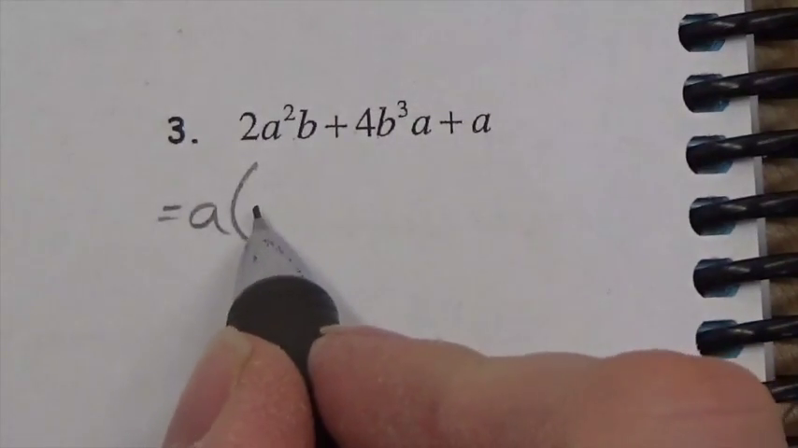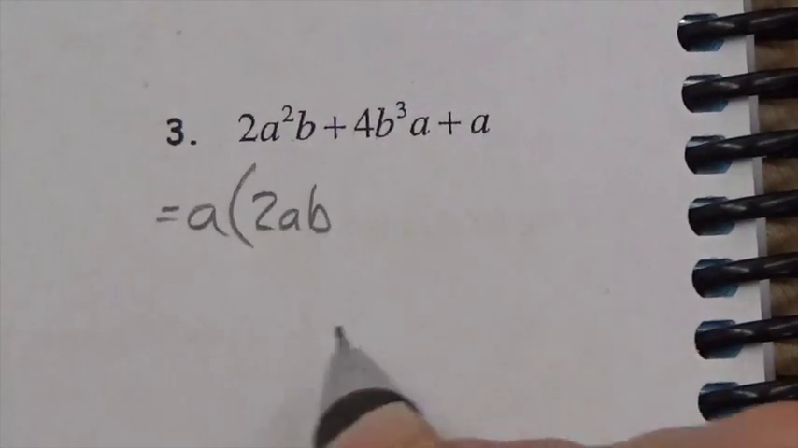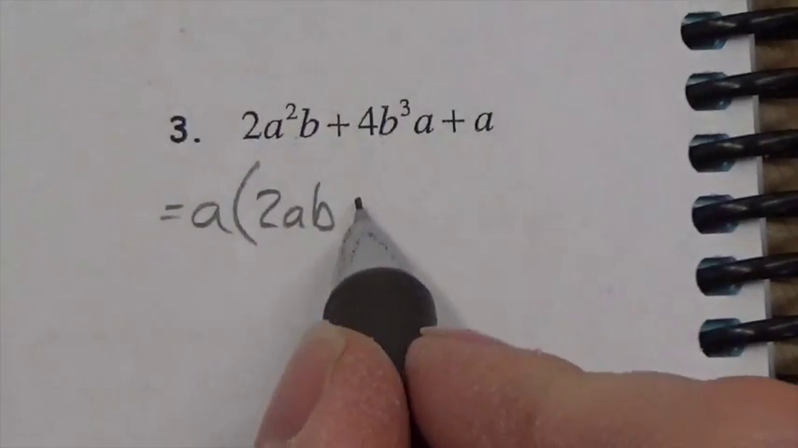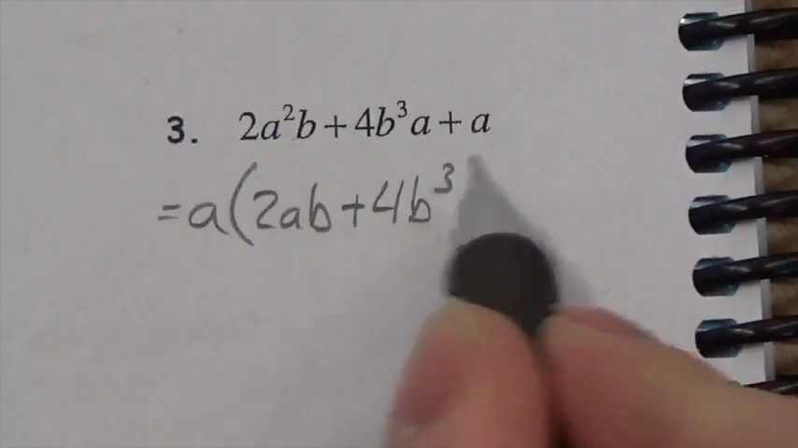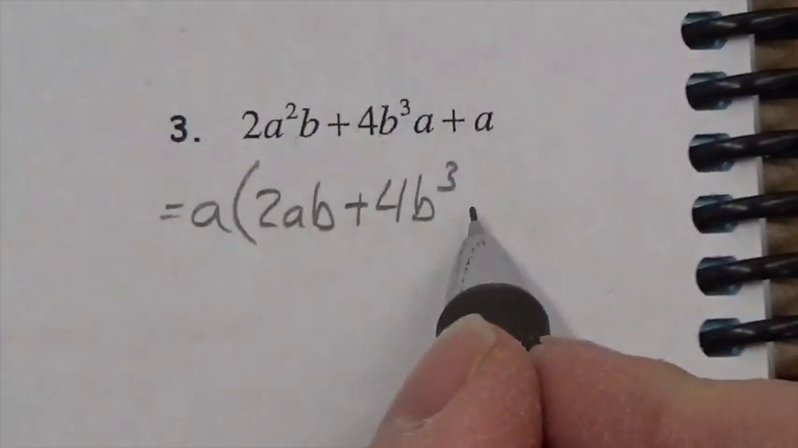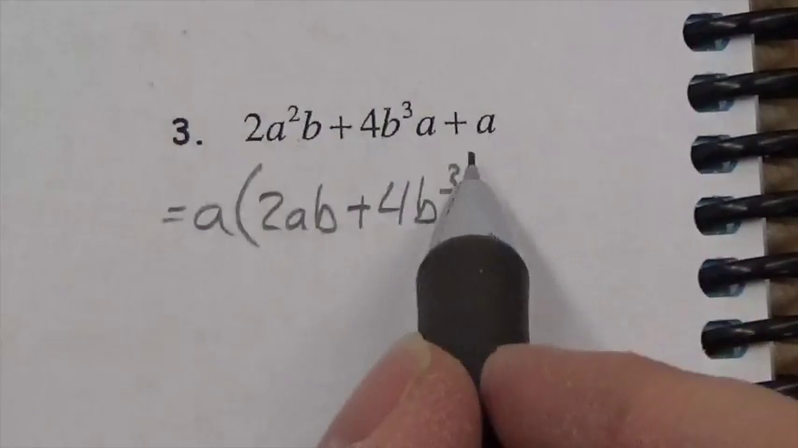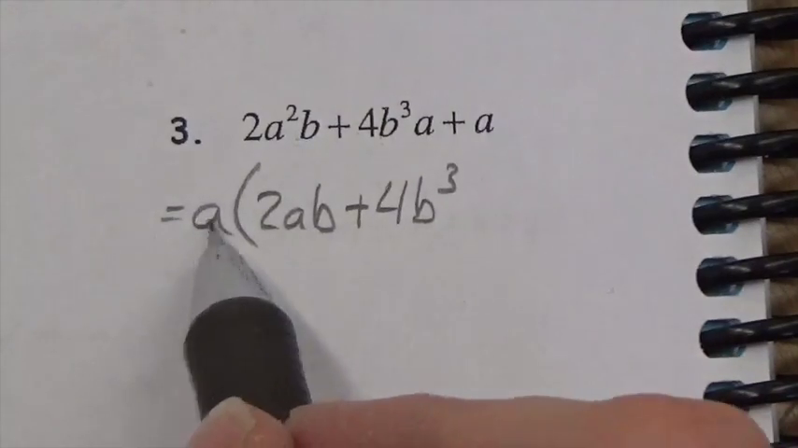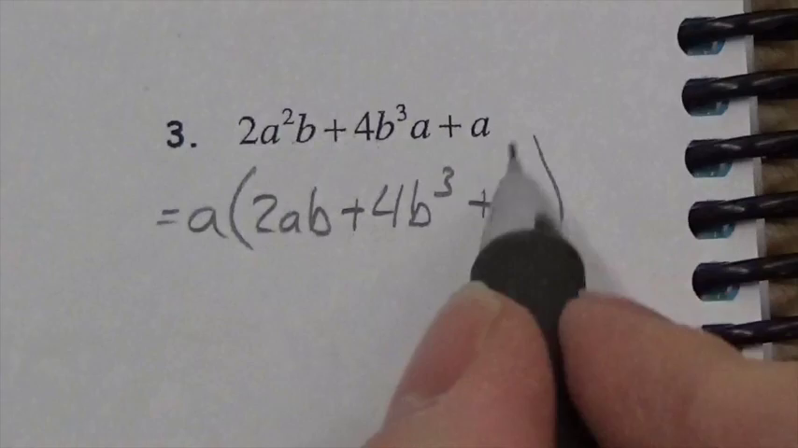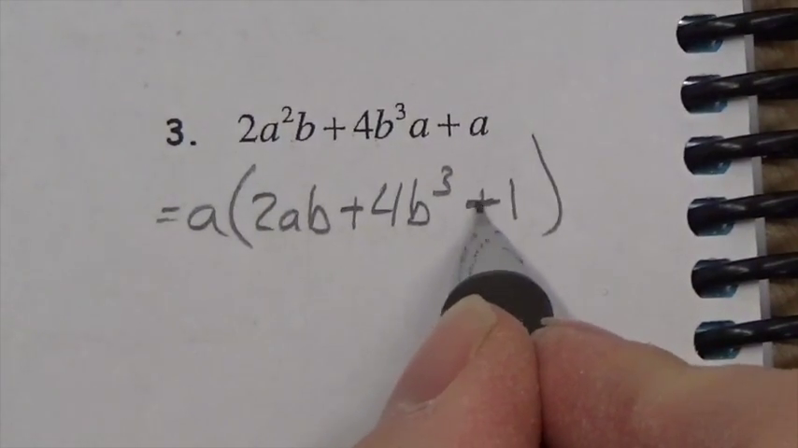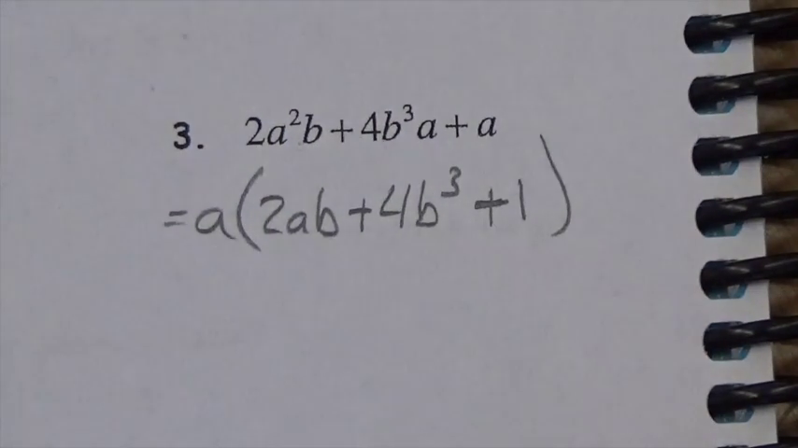And when I divide out an a, I will be left with 2ab in that first term. In the second term, I will be left with 4b cubed. And then a divided by a is 1, so I don't need to write that. Now over here, a divided by a in this last term is 1, but I do need to write that because there's nothing else. Okay? There is nothing else left over there.